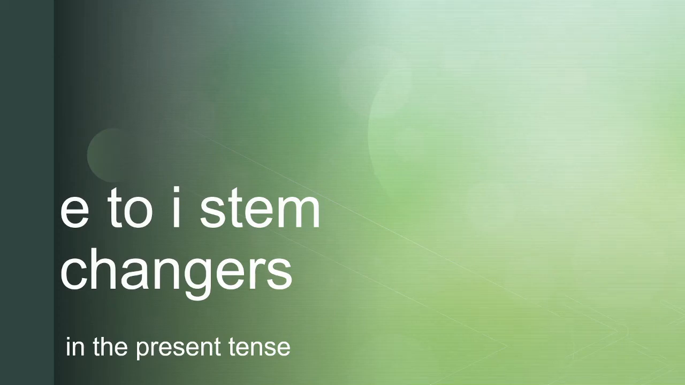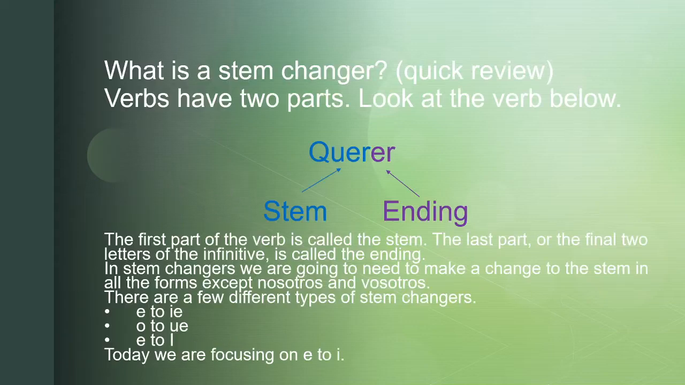Hi everybody. We're going to talk about E to I stem changers, and of course we're talking about the present indicative tense. So let's start with the question, what is a stem changer? A stem changer is just a verb where we're going to take the final syllable of the stem and we're going to change it.